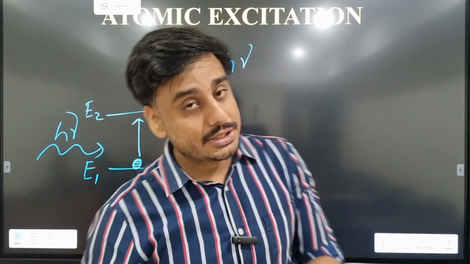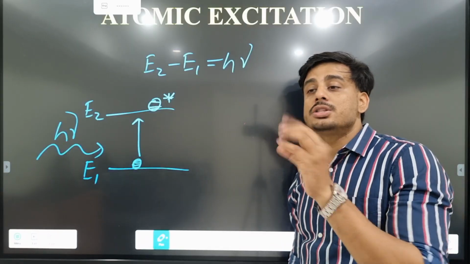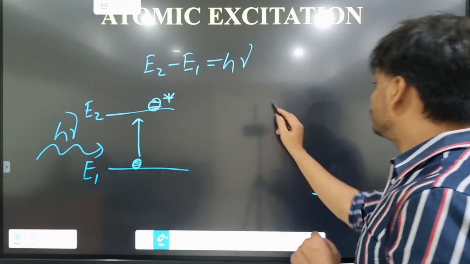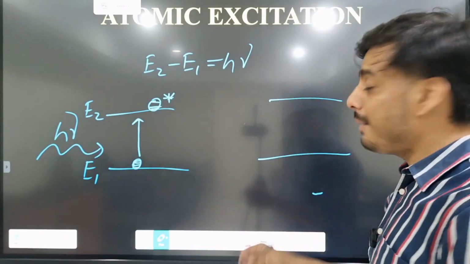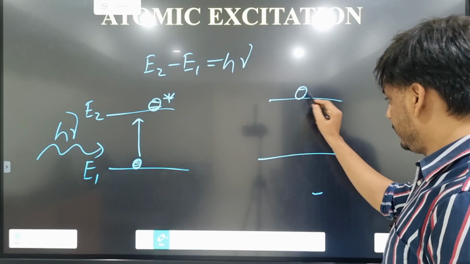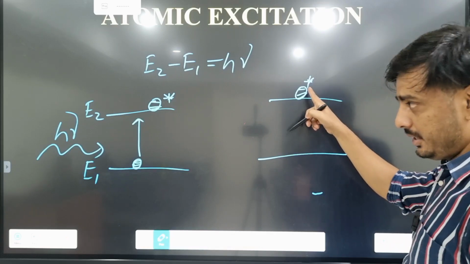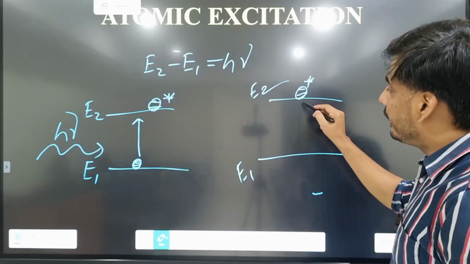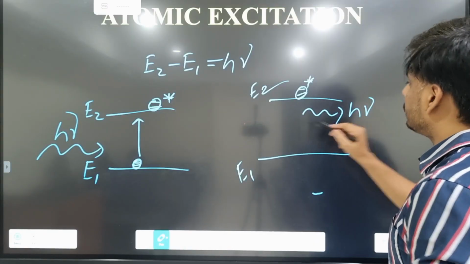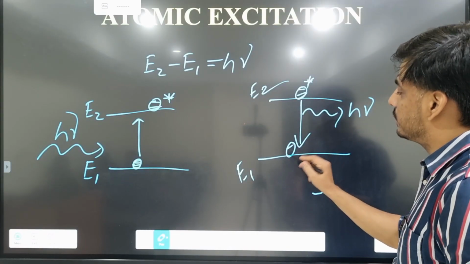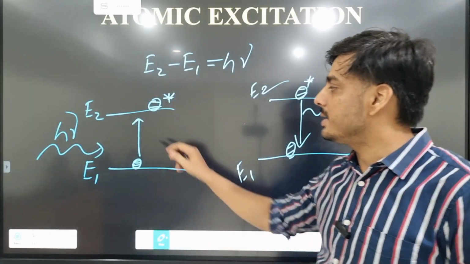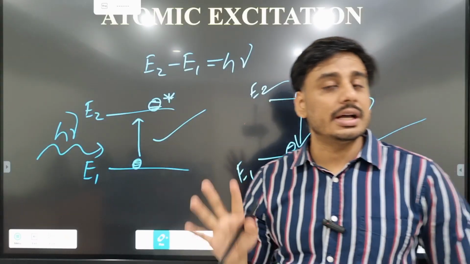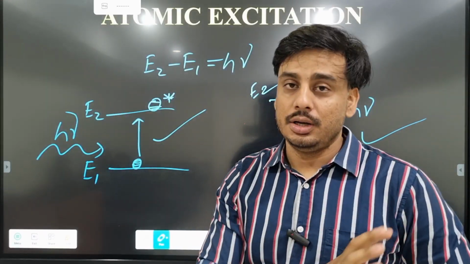But in the excited state, all the particles are always unstable. So they will try to release energy and convert to the ground state. So that is said to be the de-excitation process or emission process. In the de-excitation process, the excited particle present in the higher energy state, represented here by E2, releases some amount of energy and comes back to the ground state. So these are two different methods: one is the excitation method, another is the de-excitation method. These two methods are important in the working of any laser.